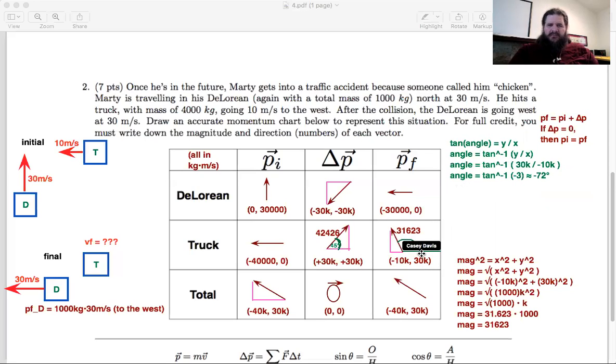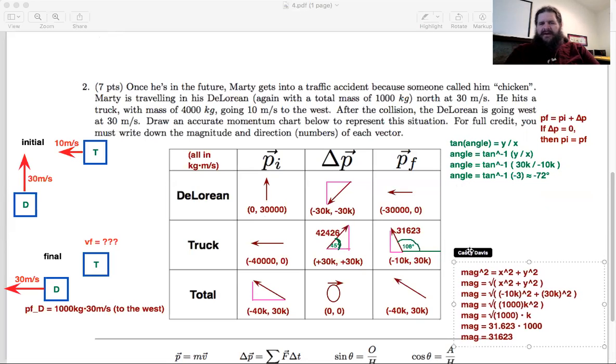108 degrees counterclockwise from the east axis with a magnitude of 31,623 kilogram meters per second. Alternatively, you could say that the angle between west and the direction is 72 degrees. If you labeled this smaller angle as 72 degrees, you could say it's traveling in a direction of 72 degrees west of north. So mathematically, we would usually say 108 degrees from standard position. In terms of giving directions, you would usually say 72 degrees west of north.